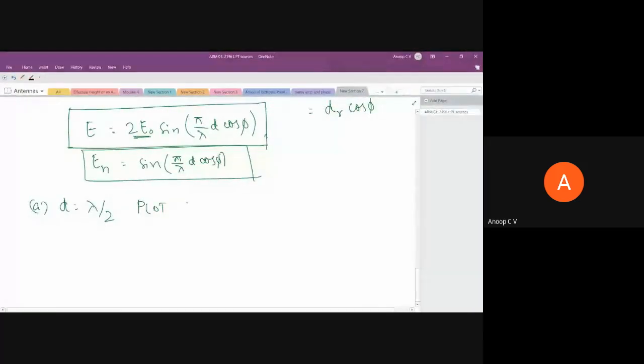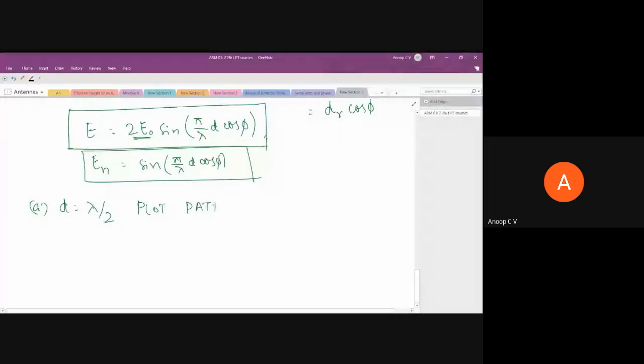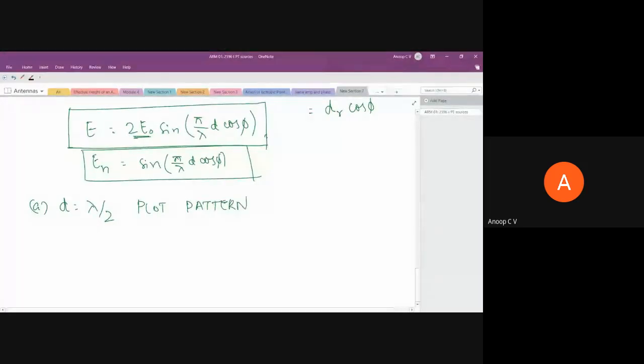Plot pattern. When I say pattern, it is magnitude pattern. Phase pattern is independent of d and independent of phi. But magnitude pattern is dependent on d as well as phi.